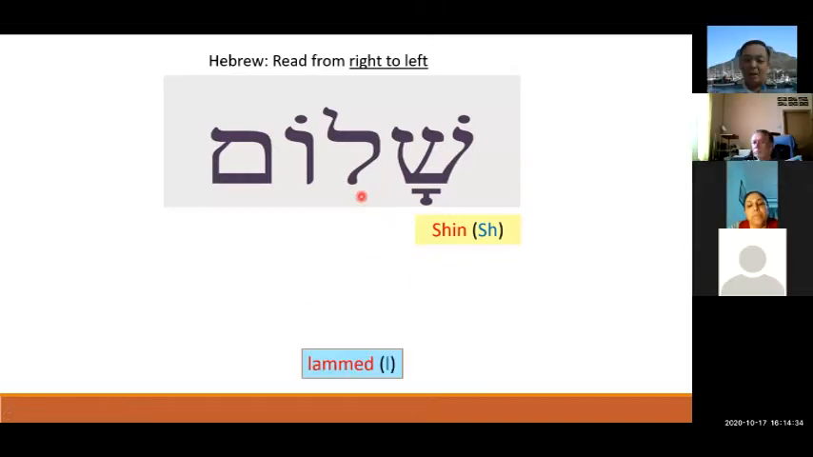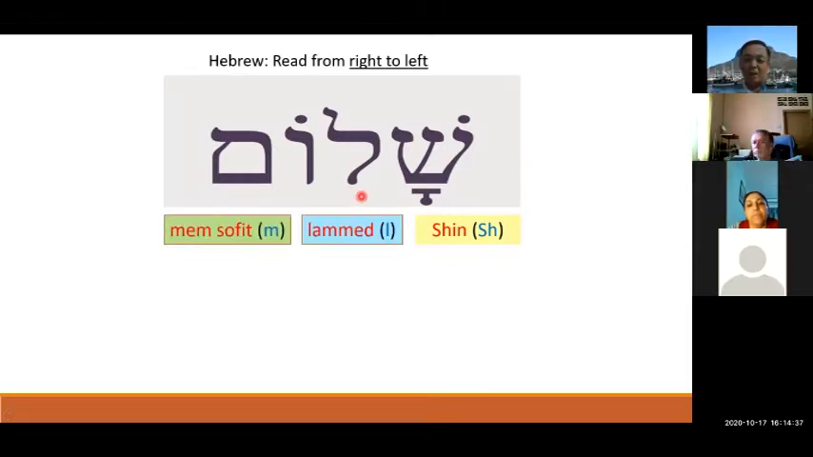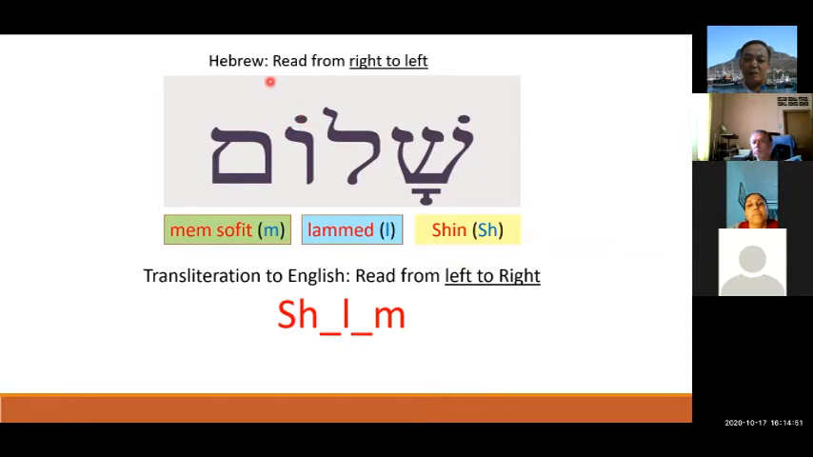Let's look at the word shalom. We have shin, we have lamed, we have mem suffix. Now this one, as you know already, is a holam waw. Remember the long O vowel is to be transliterated or written like this with an arrowhead on top. So this is the O vowel. So shalom. The transliteration is actually read from left to right, to English like this, shalom, with the arrowhead there.